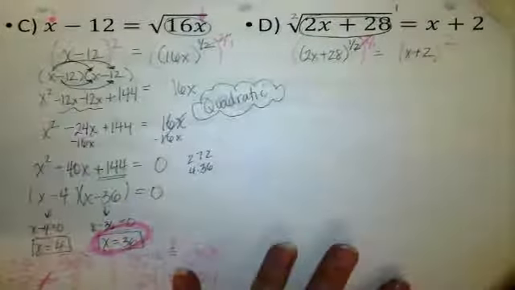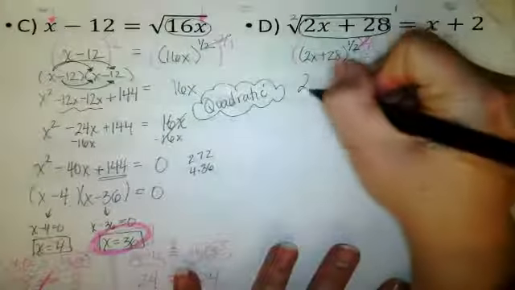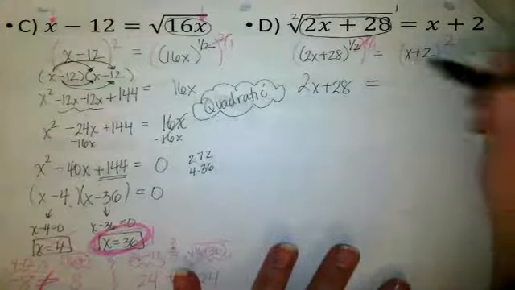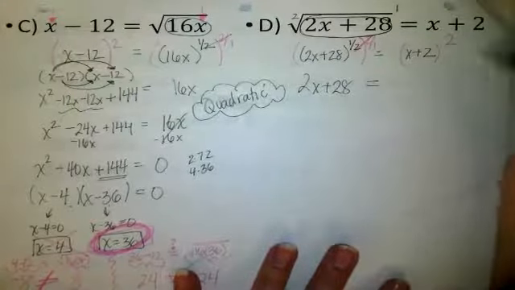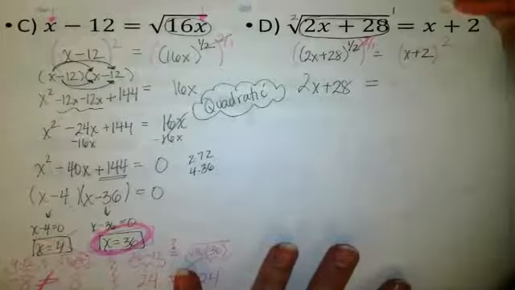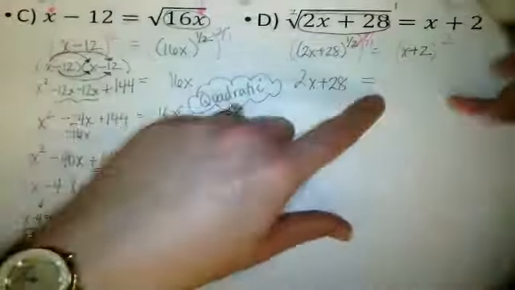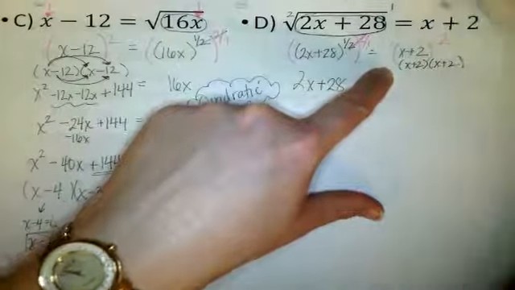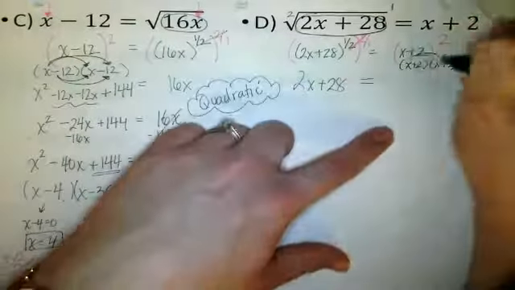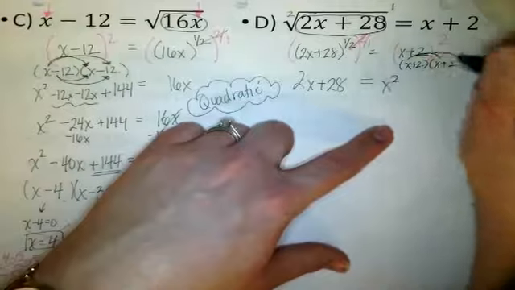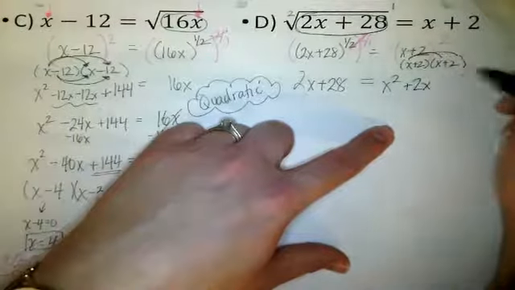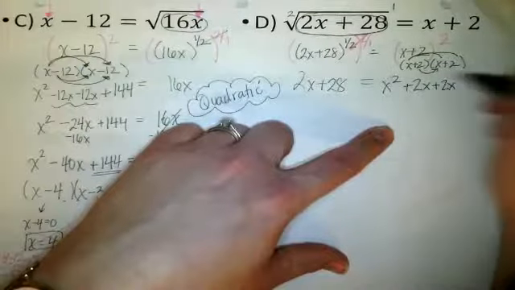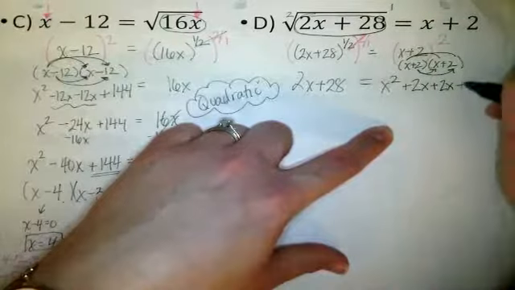1/2 times 2 is 1, which leaves me with 2x plus 28. And over here, what do I need to do with the x plus 2 quantity squared? Write it out 2 times: x plus 2 times x plus 2, and multiply. X times x is x squared. X times 2 is 2x. Distributing the 2, 2 times x is 2x again. And 2 times 2 is 4.